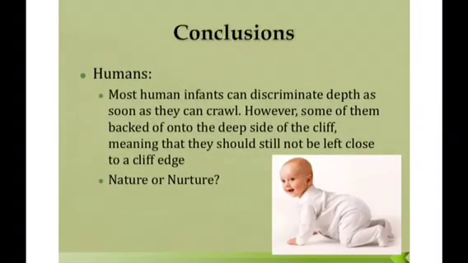So what conclusions can we draw about the nature and nurture debate? This experiment seems to suggest that young infants can discriminate depth as soon as they can crawl. Some of them did back onto the deep side, however, meaning that you still probably shouldn't leave a baby close to a cliff edge. In terms of nature or nurture, it's still possible that these 6-month-old babies could have learnt depth perception in their first 6 months of life. Therefore, can we draw absolute conclusions about nature or nurture?